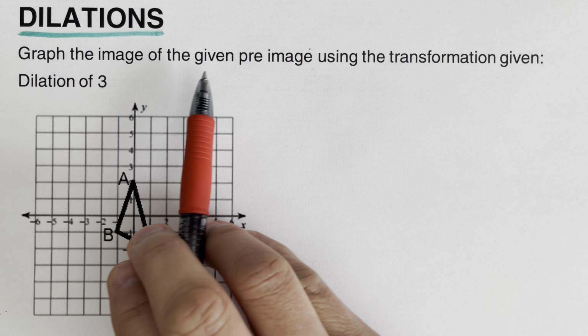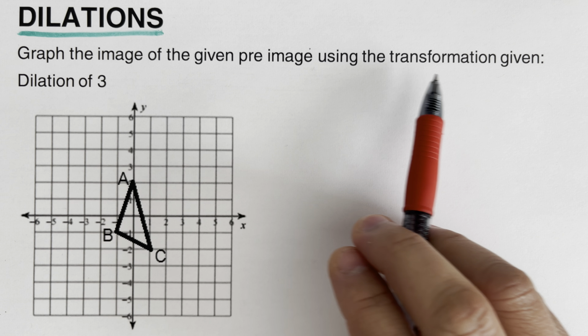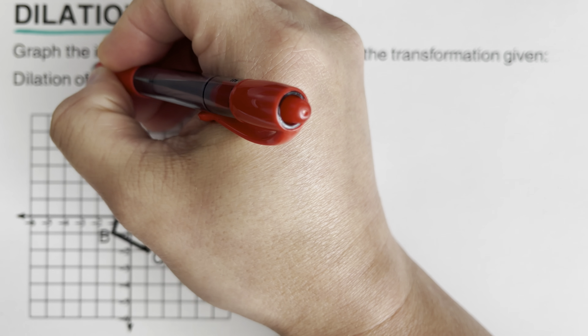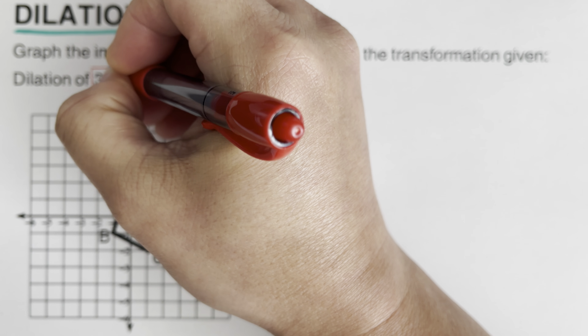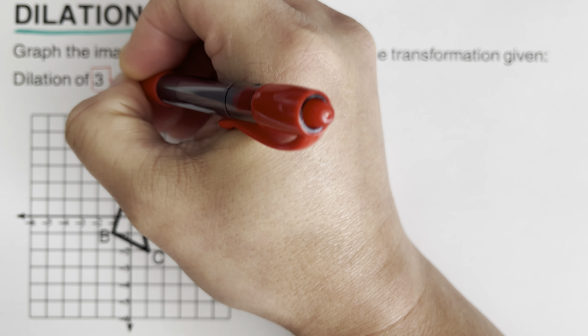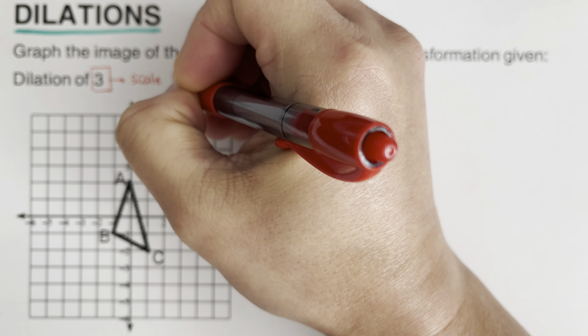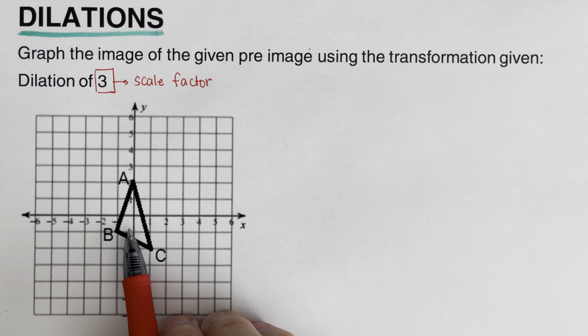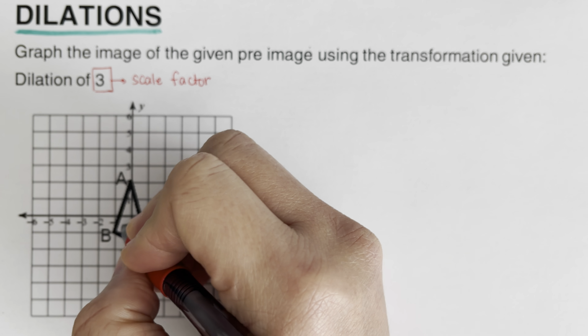Graph the image of the given pre-image using the transformation given, dilation of 3. So this 3 that we have here is what we call the scale factor. Okay, and this figure that we have here, which is the original picture, we call this our pre-image.